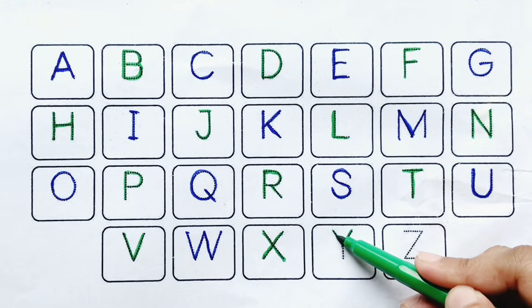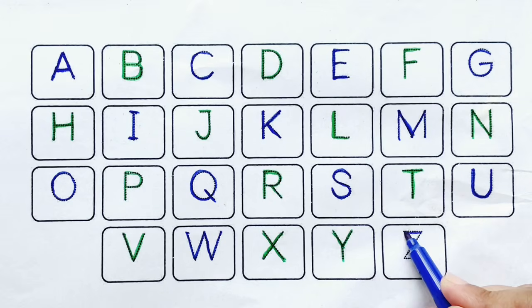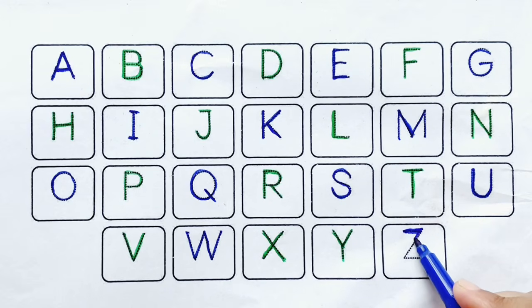A, B, Y for yogurt. F, G, H, I, J, K, L, M, N, O, P, and Z for zebra.